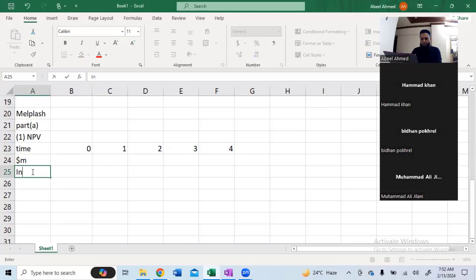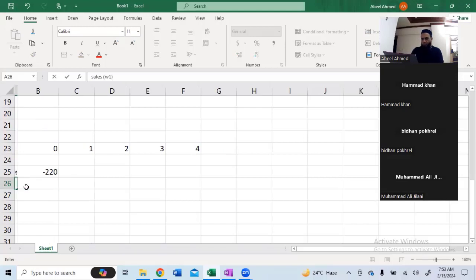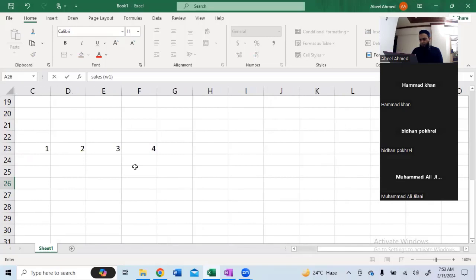Let's take initial investment. I think initial investment was minus 220. Sales. Let's properly calculate sales. Let me show you the working one. Any question? I just want to show the calculation over here.